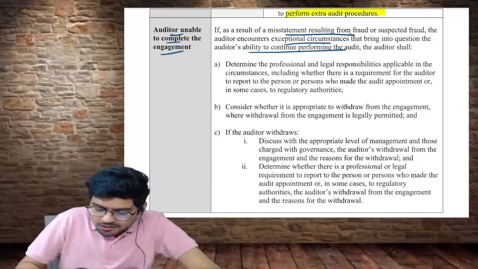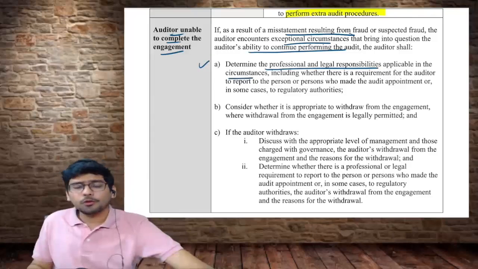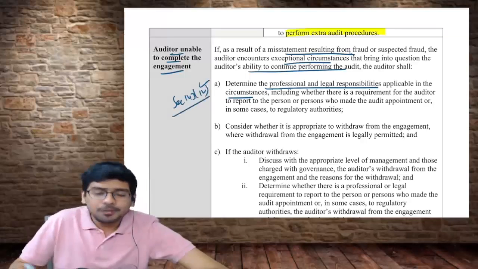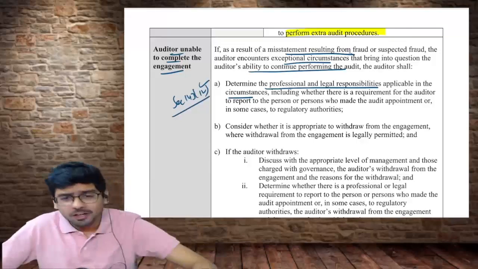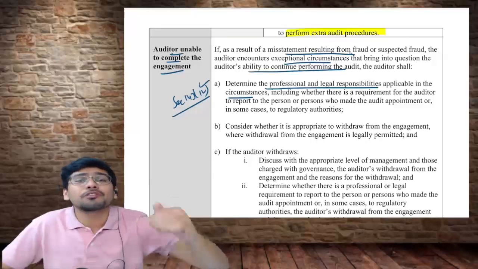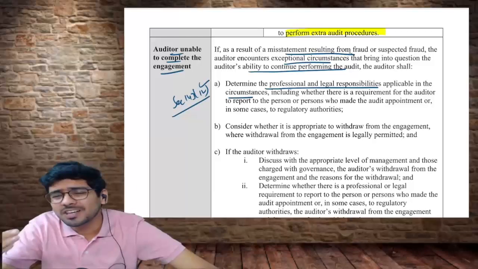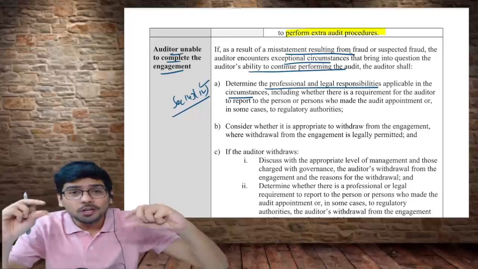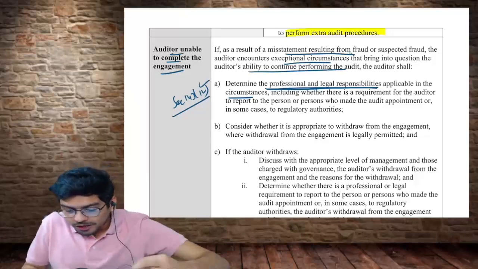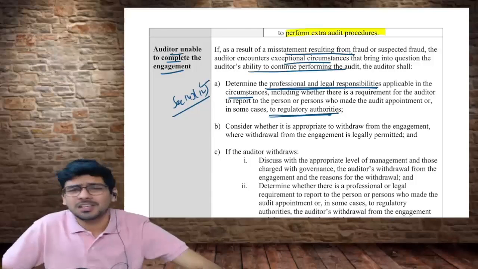So the point here is to determine the professional and legal responsibilities applicable in the circumstances. For example, section 143(12) of the Companies Act tells us that in case of fraud which exceeds, let's say, 1 crore rupees, the auditor needs to report to the central government. So this is a professional duty here. When you have found a fraud in the company, a misstatement because of fraud, you need to check your professional and legal responsibilities applicable in the circumstances. Do we need to report to the regulatory authorities or not? Regulatory authorities means ROC, MCA, etc.